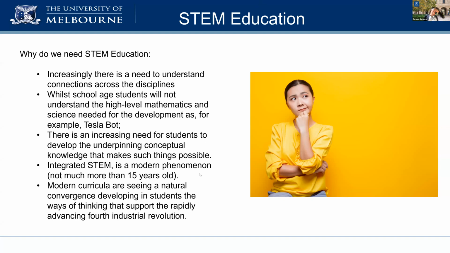Something else that I think is important is to note that integrated STEM is a modern phenomenon. It's different to what we used to refer to as integrated studies or social studies or general studies or whatever it is. I think modern curricula are seeing a natural convergence that's developing in students in the ways of thinking that support the rapidly advancing fourth industrial revolution, where the students are having to see how algorithmic thinking, yes, it exists within digital technologies, but it also very much exists in mathematics, and not just in number and algebra, but in a number of the other content areas also.